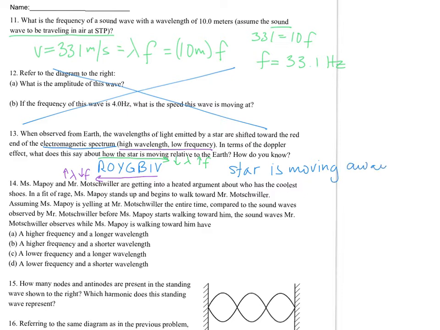Because if you think about the Doppler effect in ambulances and fire truck sirens, if it's moving towards you, you're going to have a higher pitched, higher frequency. That's towards the violet end. But if it's moving away from you, then you're going to hear lower pitches, lower frequency, bigger wavelength. So that's towards the red end.